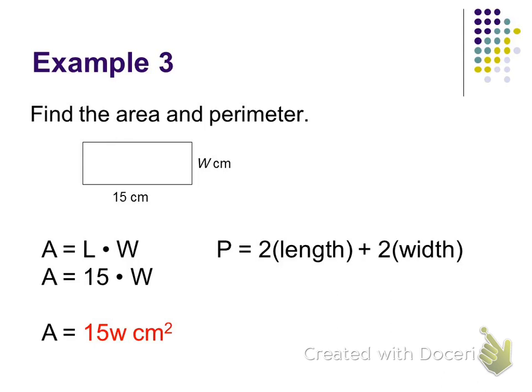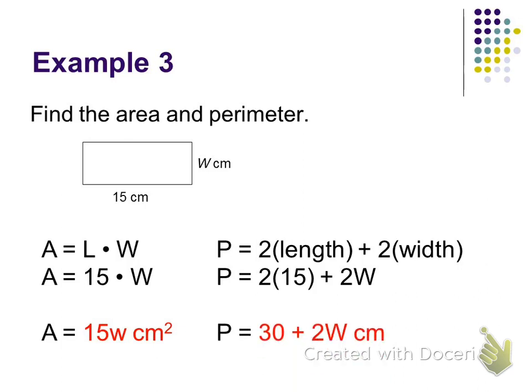And then again, we know those values, or at least we know the length part. So take the word length out, or the L out, put the 15 in, and then width is just going to stay W. You can actually do the math there. The 2 times the 15 gives you 30, and then just keep the 2W part 2W. Perimeter is a length, so you don't do anything with the units. Just keep it centimeters.